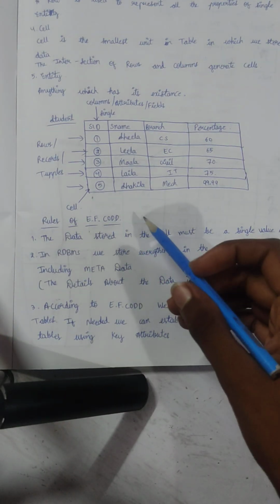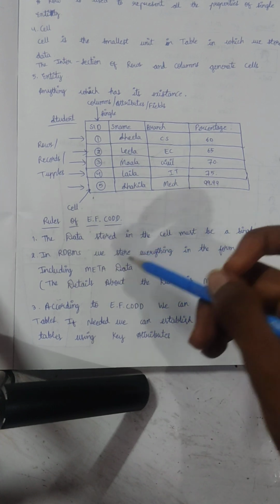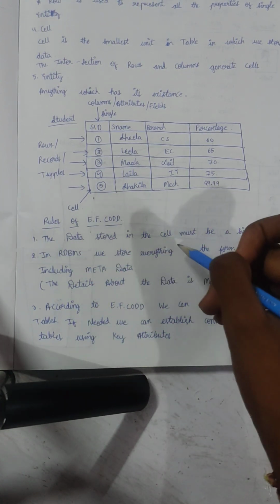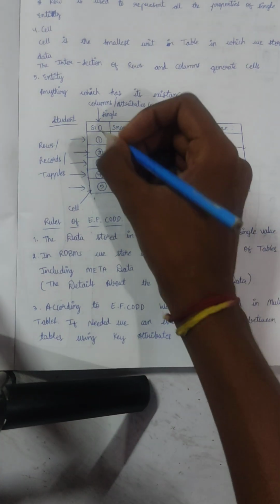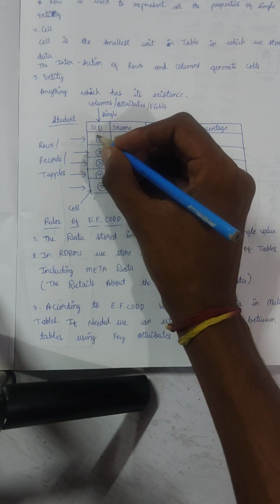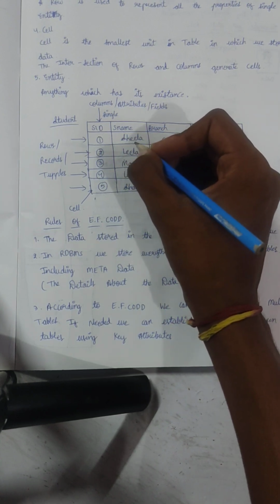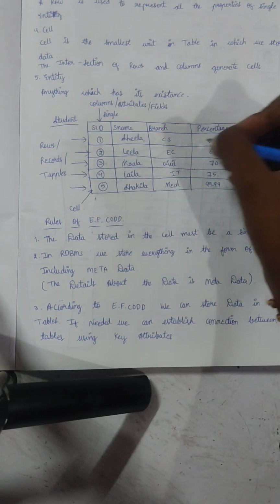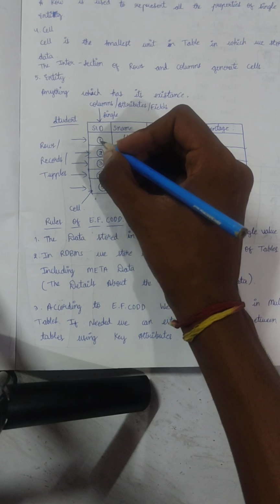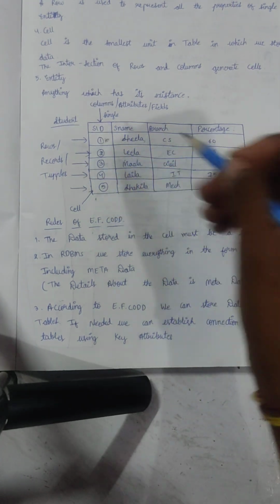In RDBMS, E. F. Codd has given 4 rules which we will be discussing now. The first rule: the data stored in a cell must be single-value data. It means we can only have a single data item, such as one, or here a student name, Sheila. We cannot write another name by separating with a comma. Here it is student ID 1. We can't keep 10 or something else because it is single-value data.